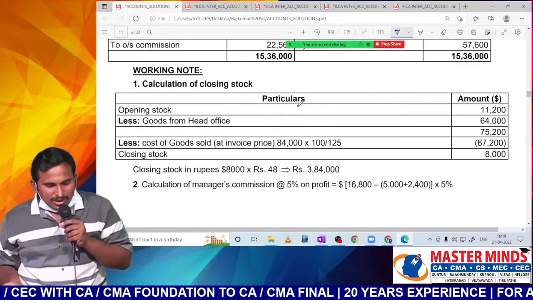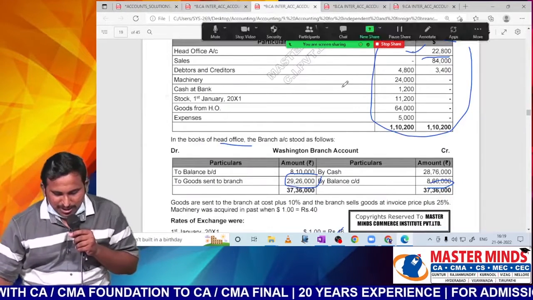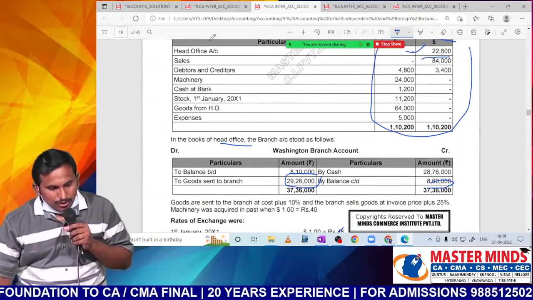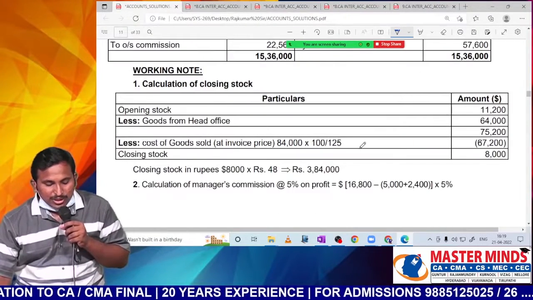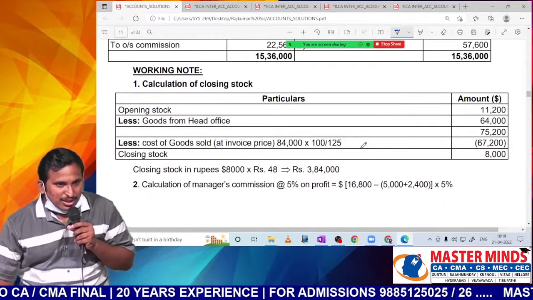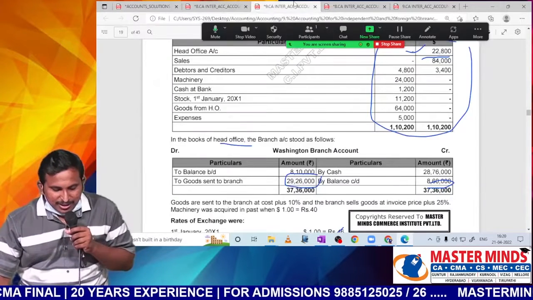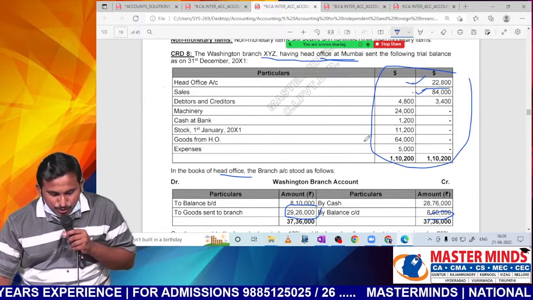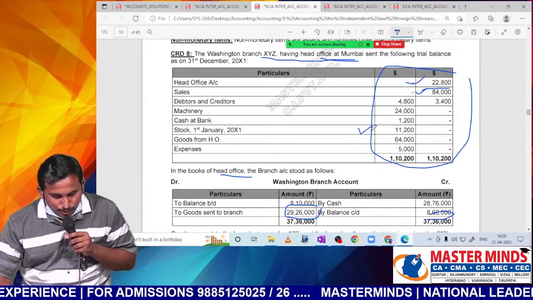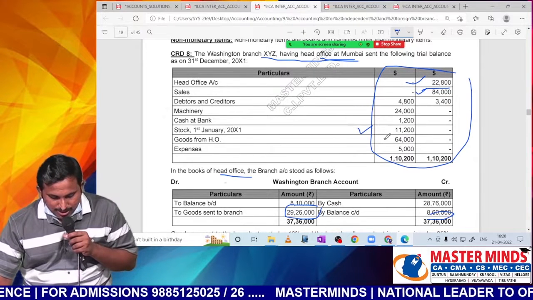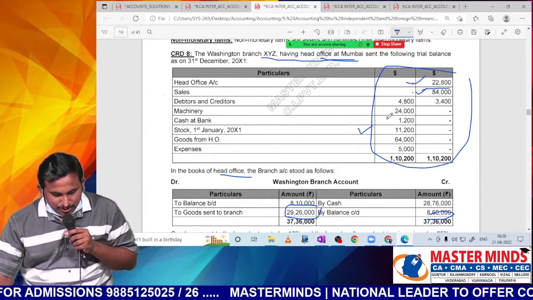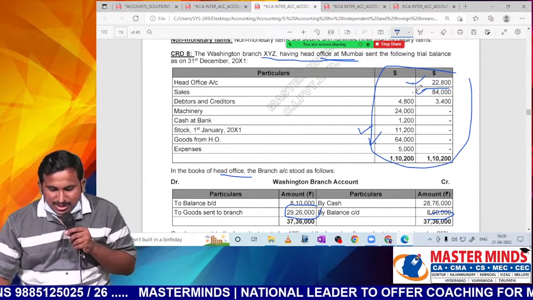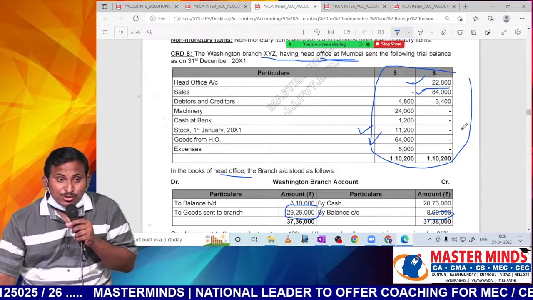Monetary and non-monetary items, one or the other issues will be there. In this question, one big issue will be computing the closing stock. Because everything was available in dollars: you know sales in dollars, you know opening stock in dollars, you know goods received from head office also in dollars. Now can you find the closing stock?